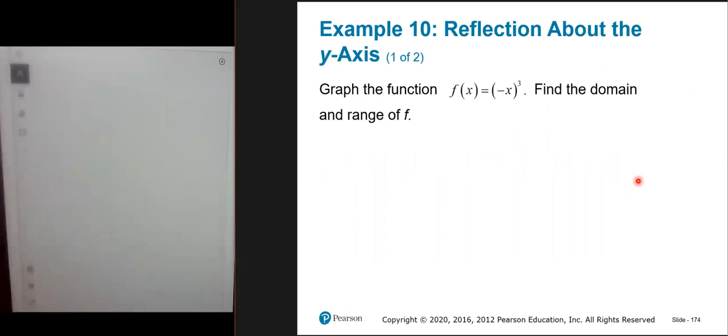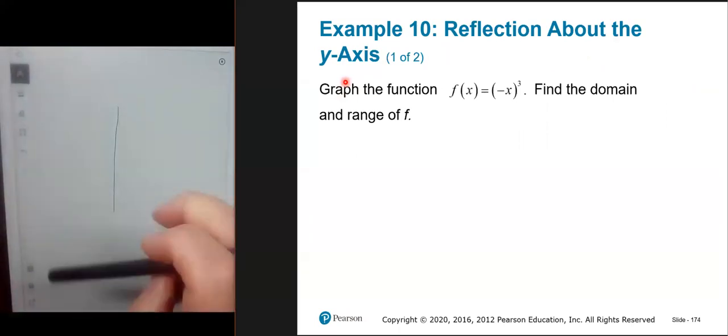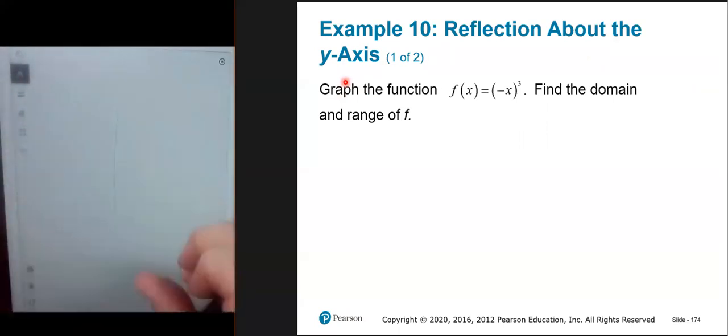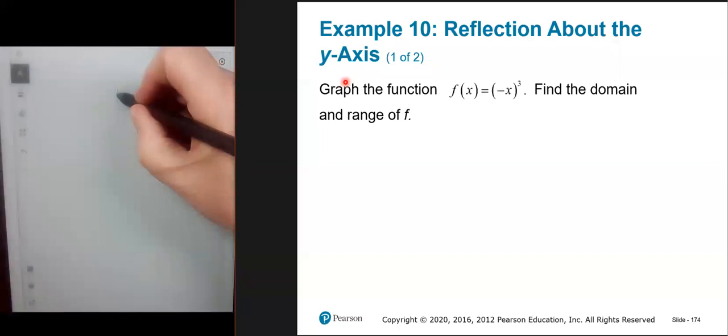Now here we have the negative sign before the parent function. The parent function is x cubed. So I'm changing my x value. I'm changing the sign on my x. So that's a reflection across the y-axis, not the x-axis. Now, it helps if I could draw it right on the line.